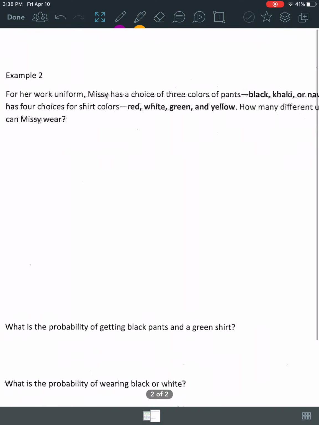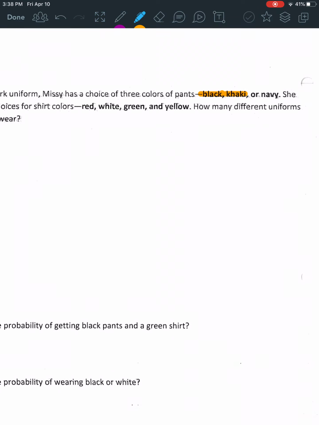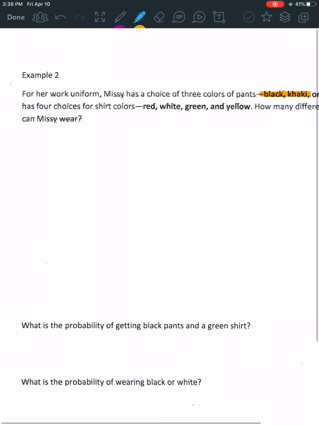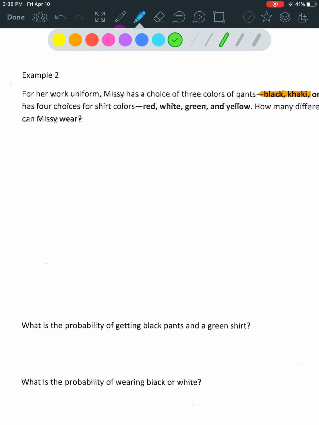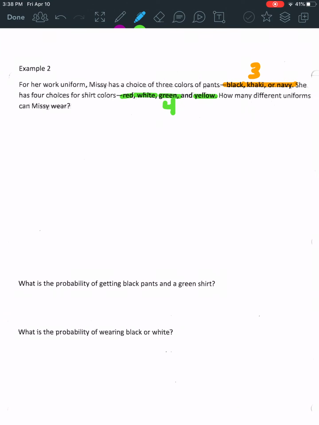For her work uniform, Missy has a choice of 3 colors of pants. So she has black, khaki, or navy. After she chooses her pants, she has 4 choices for shirts: red, white, green, and yellow. So our events: we first have to choose our color of pants, which has 3 colors, and then we choose our color of shirt, which has 4 different colors. When we create these tree diagrams, we always want to start out with the first event, what the possible outcomes are, and write those down.